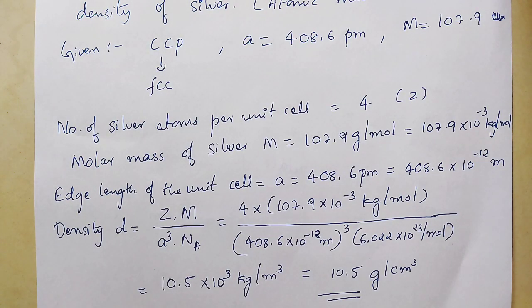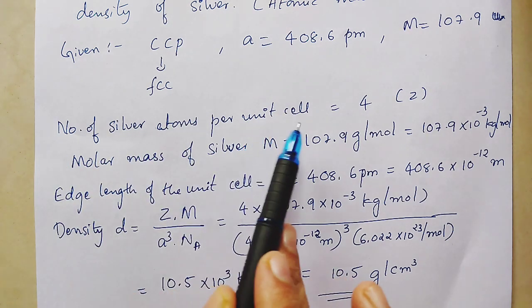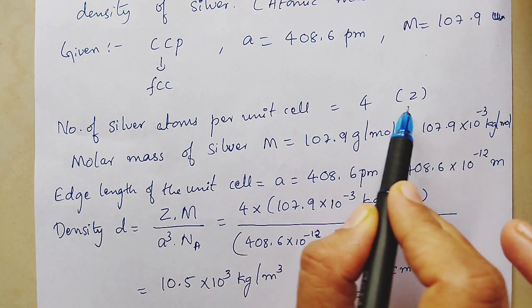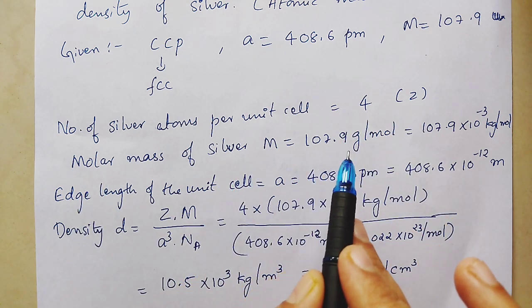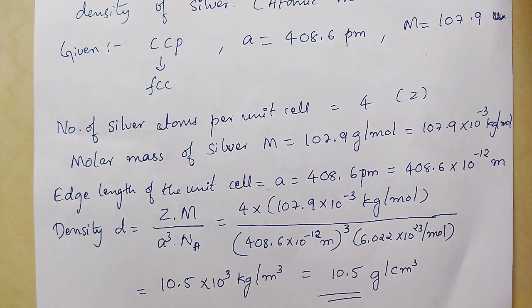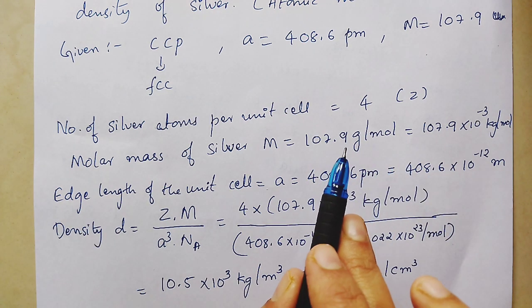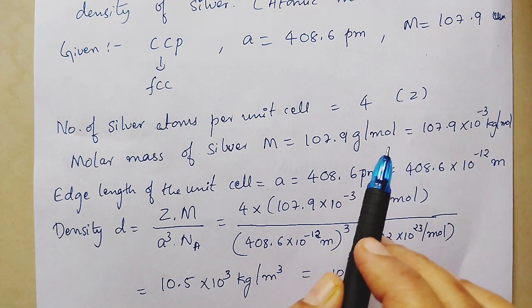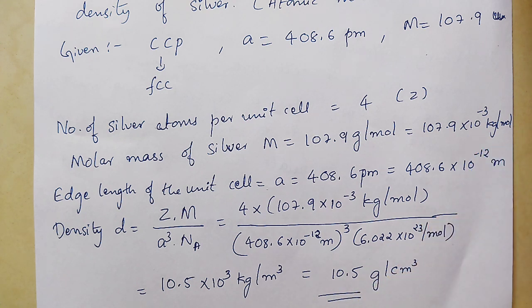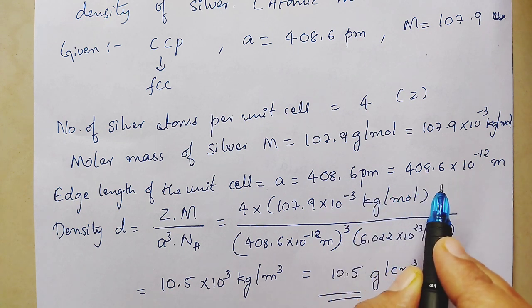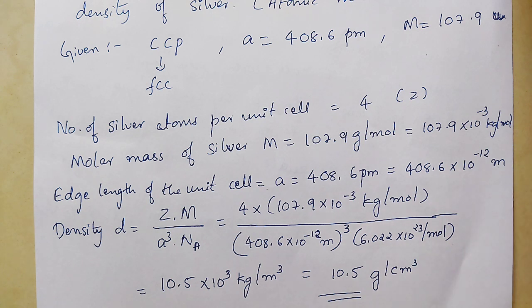Let's see the solution. Since it is an FCC system, number of silver atoms per unit cell will be 4. So value of Z is 4. Molar mass of silver is given. It is 107.9 gram per mole. For simplifying the calculations, let us convert it into kilogram. So it comes out to be 107.9 into 10 to the power minus 3 kilogram per mole. Now edge length of the unit cell given is 408.6 picometer. That is nothing but 408.6 into 10 to the power minus 12 meter.